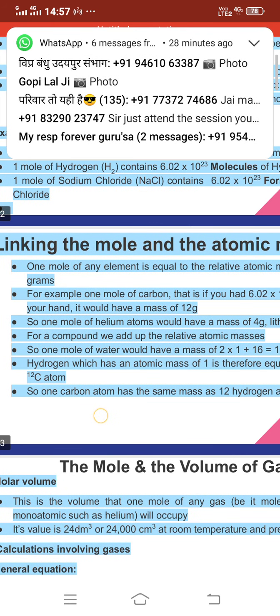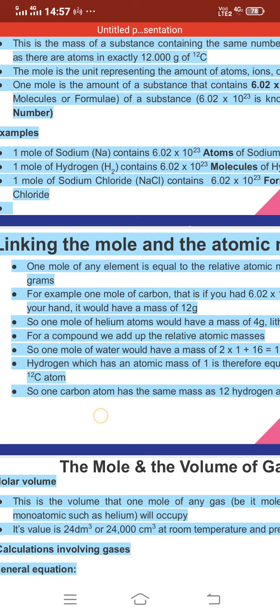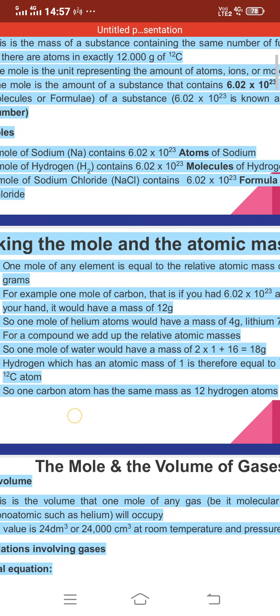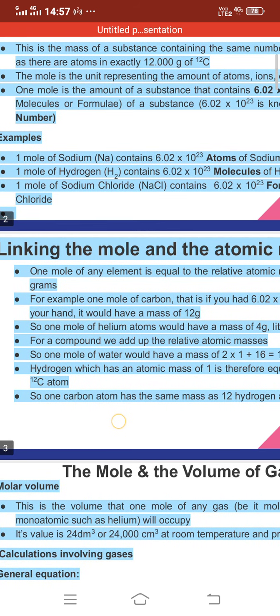For a compound, we add up the relative atomic masses. So 1 mole of water would have a mass of 2 × 1 plus 16. It means 18 gram. Hydrogen, which has an atomic mass of 1, is therefore equal to 1/12 the mass of a carbon atom. So 1 carbon atom has the same mass as 12 hydrogen atoms.